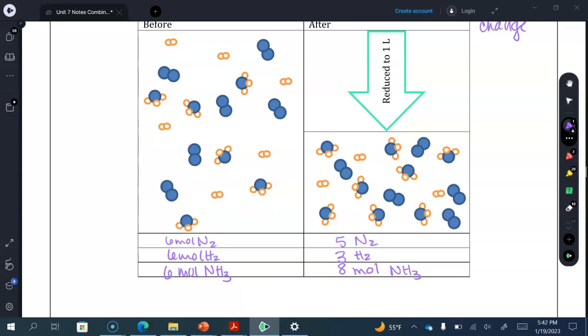Because of the decrease in volume, it needs to shift towards the side with fewer stoichiometric moles of gas. So we look at the coefficients for the gases, and it shifts toward the side with the fewest number. Now, if we were to increase the volume, it'd shift the other way because it now has more space to fluff out.